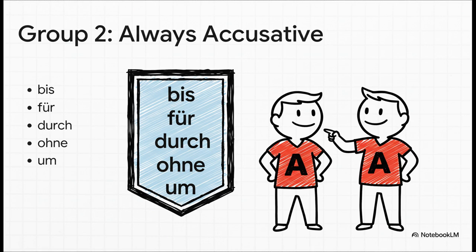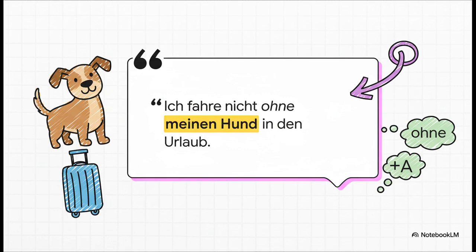Okay, next up, we've got Team Accusative. And good news, this group is even smaller. And they're just as predictable. If you spot one of these 5, bis, für, durch, ohne, or um, you know the next noun has got to be in the accusative. Here's a perfect example. Ohne is strictly accusative. That's its rule. So the masculine noun mein Hund has to change to meinen Hund. See? The preposition is the boss. It tells the noun which case to use.